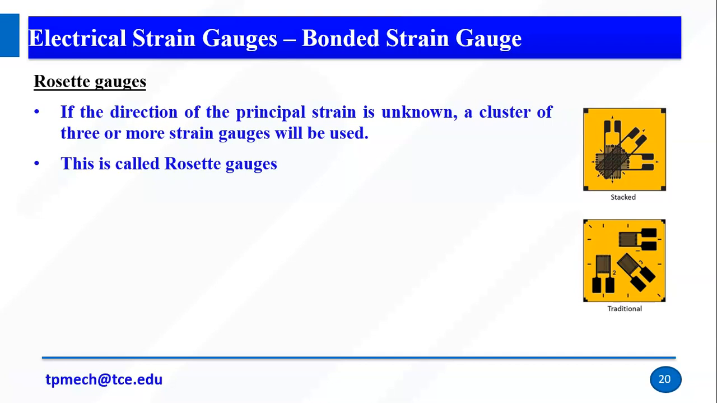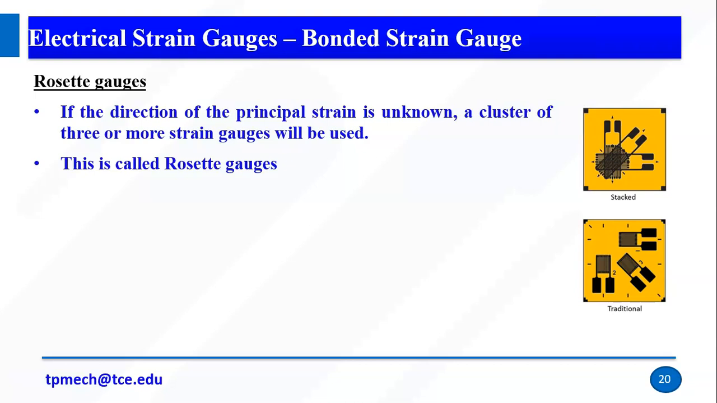So in this kind of case, we don't know along which axis the strain will be present. For this reason we use a cluster of 3 or more gauges. So we place them, for example, stacked or traditional, as you can see. Stacked means we can arrange them one over the other. One is along the vertical y axis, another along the horizontal axis, and another along an inclined axis. So now I have arranged three axes, so if the principal strain occurs in any direction, it will easily sense it.